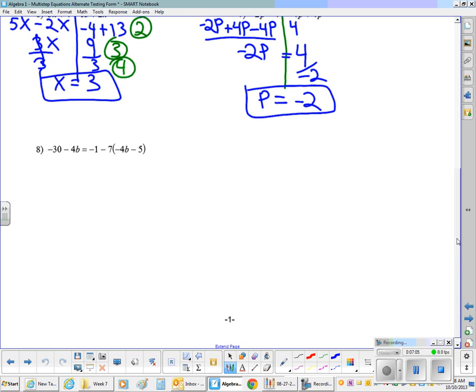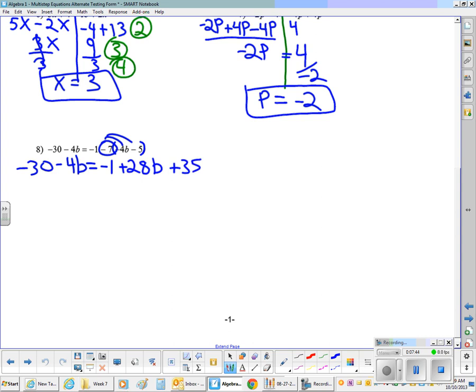Number 8, we have a clue in this problem that we're going to need to multiply first, and that clue is these parentheses. Whenever you see parentheses, that means we got to do some multiplication first. So we're going to say negative 7 times the numbers on the inside. So I have everything else dropping down. Negative 30 minus 4b, not p, but 4b, equals negative 1. And then negative 7 times negative 4 is positive 28b. Negative 7 times negative 5 is positive 35.